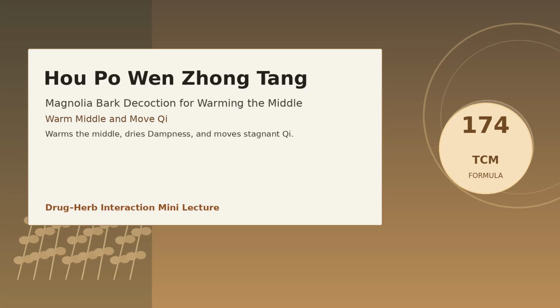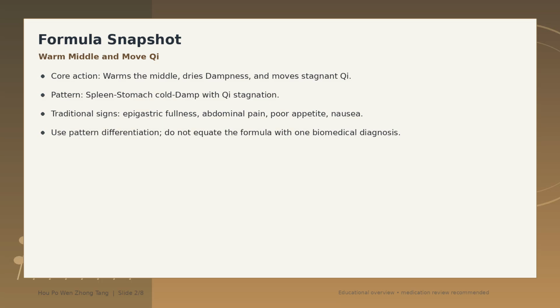This mini-lecture focuses on the formula logic, recognizable pattern features, and practical drug-herb interaction screening. It is an educational overview, not an instruction to self-prescribe. Start with the pattern rather than the disease label. The traditional target pattern is cold-damp in the stomach with Qi stagnation.